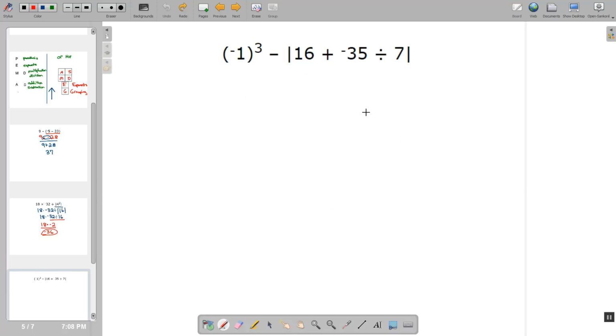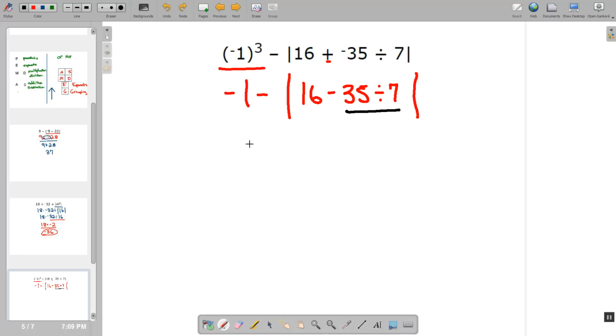As we move to our next set, we actually have two different sets of grouping symbols. I'm going to do this set of grouping symbols first. So I do -1 cubed, which is equal to -1, because -1 times -1 times -1 again is -1. The rest of this problem is going to stay the same. Plus a -35 becomes -35, and this stays as divided by 7. Now we're going to work inside this grouping symbol. We have subtraction and division. We are going to do division first.